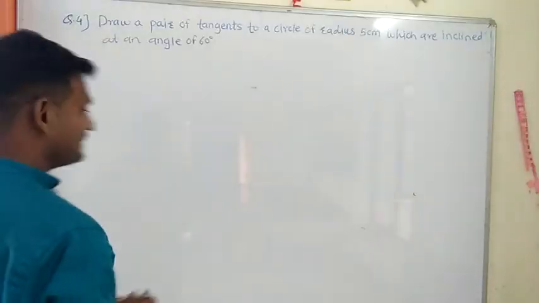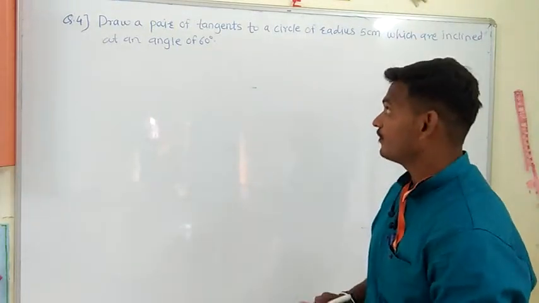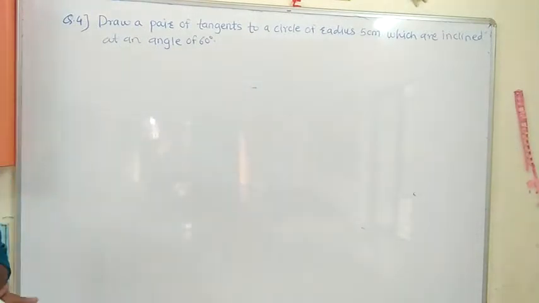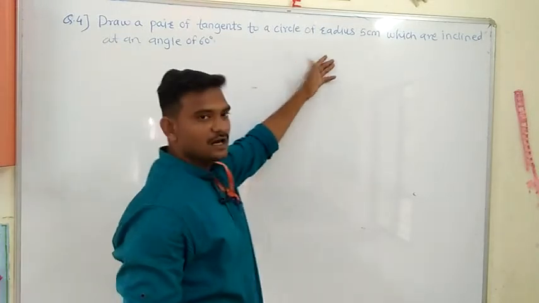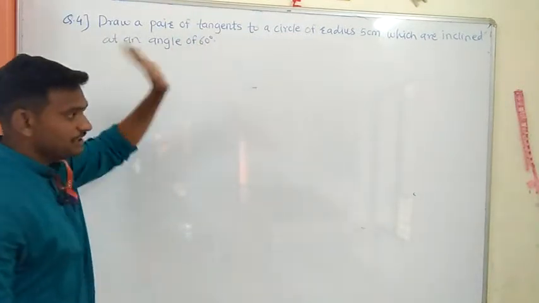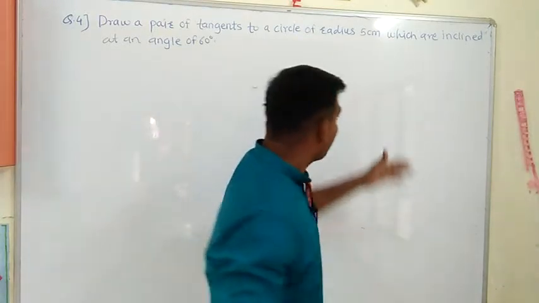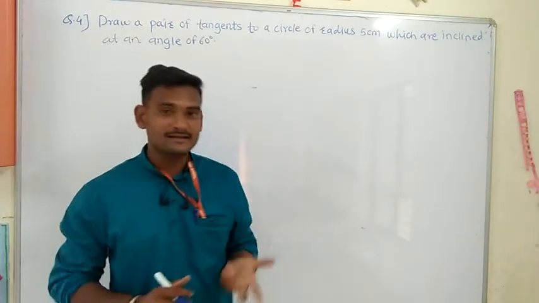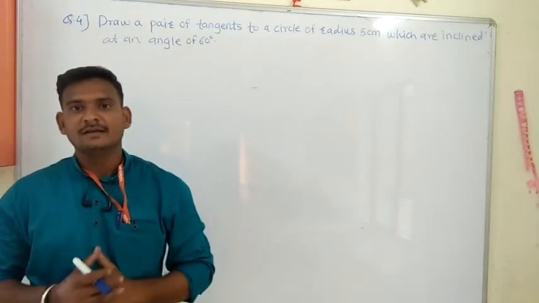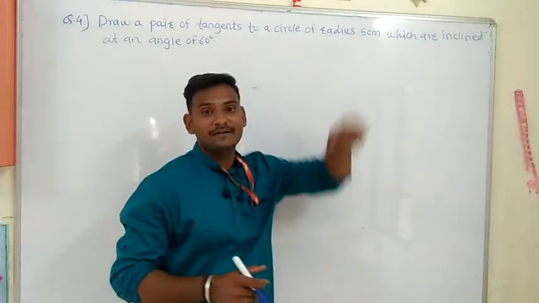Now we will see one of the important questions from exercise 11.2, question number 4. See, what is asked in question number 4? Draw a pair of tangents to a circle of radius 5 centimeter, which are inclined at an angle of 60 degree. Maximum 70% of students get confused here. Is this 60 degree angle between the radii or between the tangents? Almost all students consider the 60 degree as the angle between the radii.